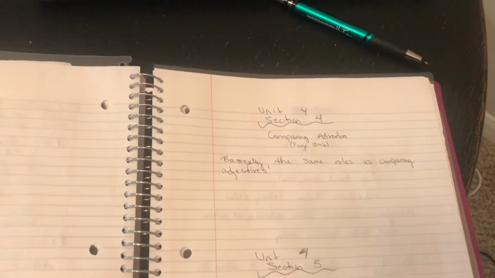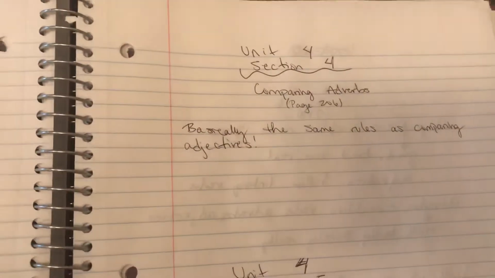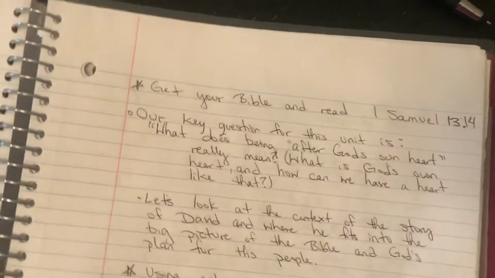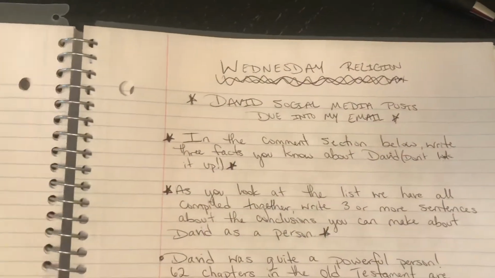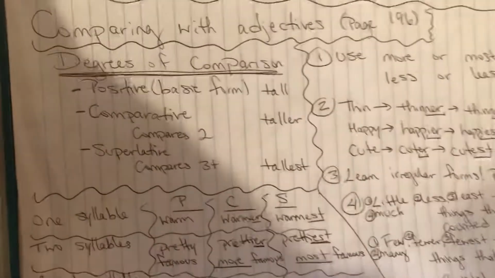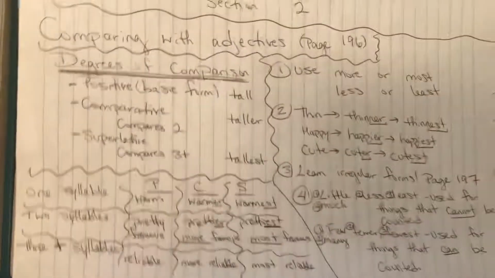Okay, guys, this is Unit 4, Section 4. We're comparing adverbs. Honestly, all of these rules that you're using from page 206 are the same rules that we use for comparing adjectives. So I'm just going to flip back and we'll work from there. But we are on Section 4.